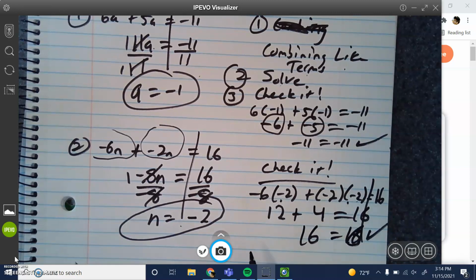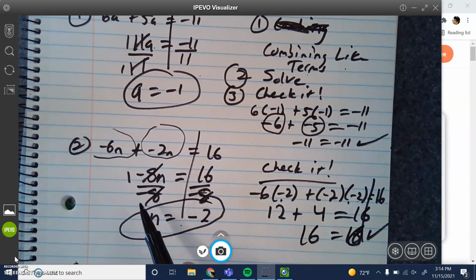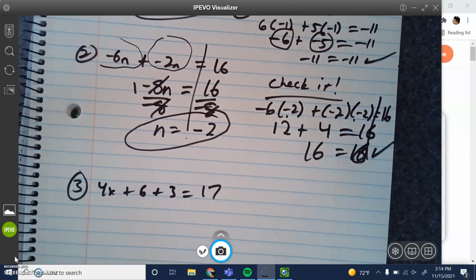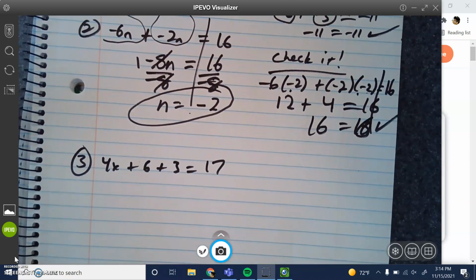I like it. So negative 2 is the answer for number 2. Got it. N equals negative 2. All right, here we go. Number 3, last one. You try this one on your own. Ready, set, go.